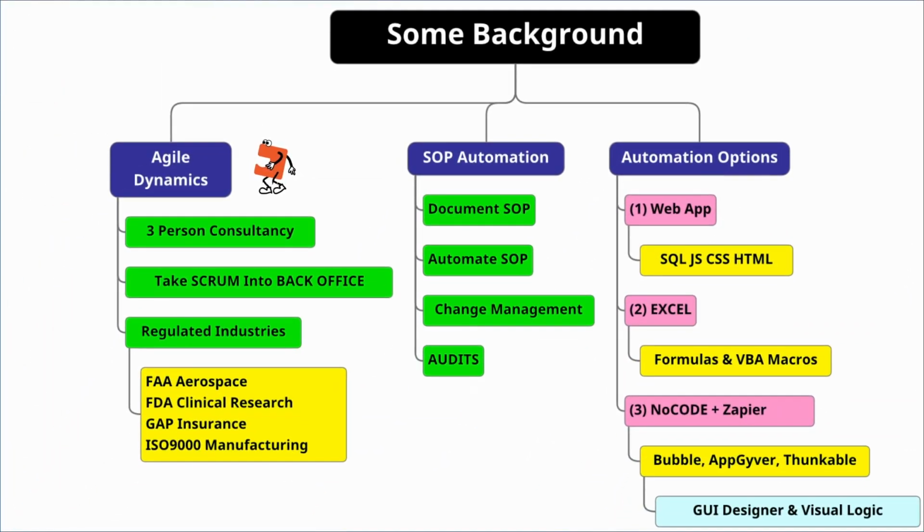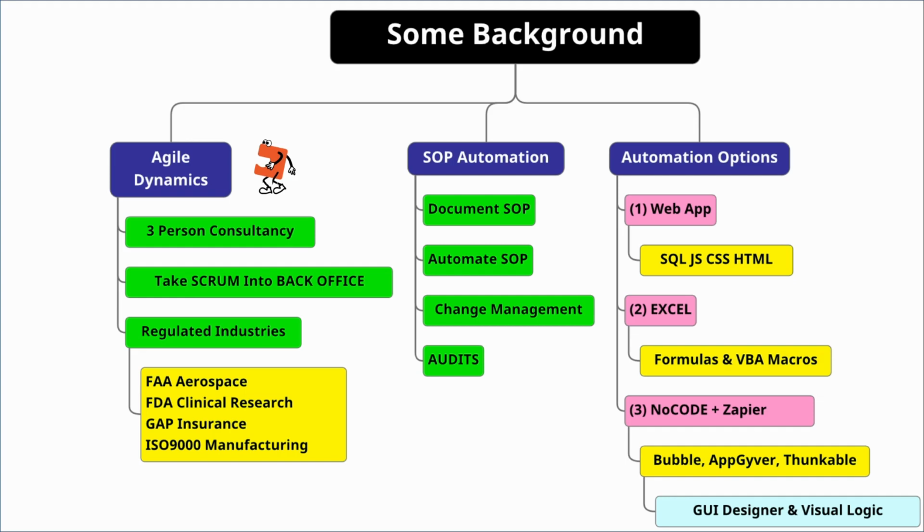Agile Dynamics is a very small consultancy. Our goal is to take the Scrum practices from IT and apply them to back office processes, particularly in the industries that are regulated by the FDA, the FAA, and GAP, and those people who are using ISO 9000. That means that we take your standard operating procedures, we document them, we automate them, put them under a change management system, and then the regulatory authorities can come along and audit them and certify them as being compliant with the regulations that you have to comply with.